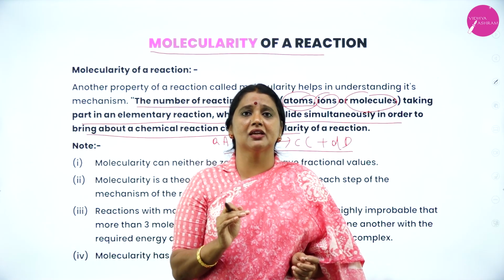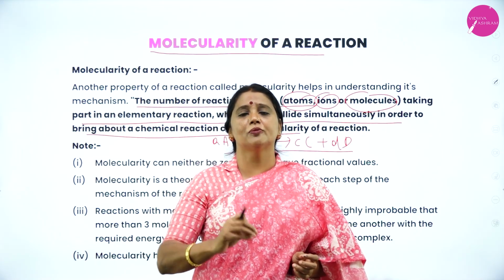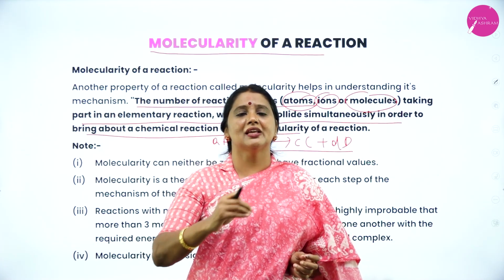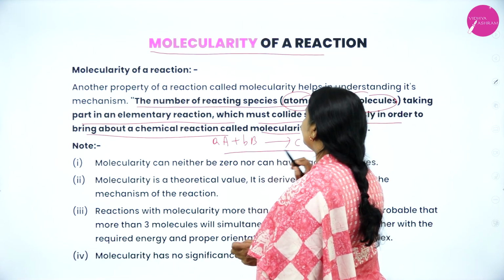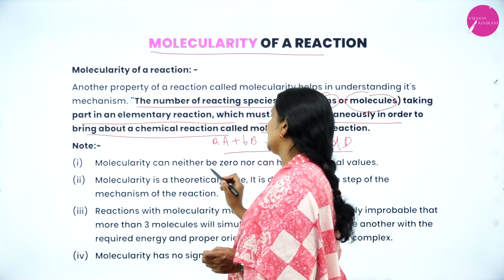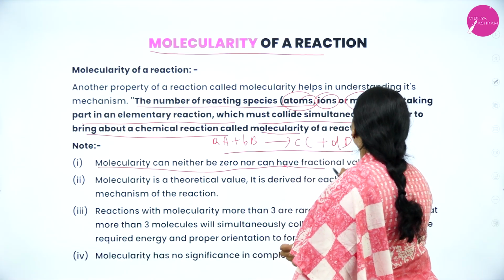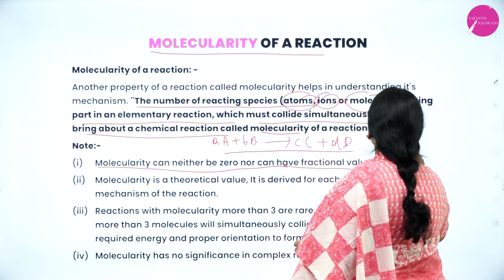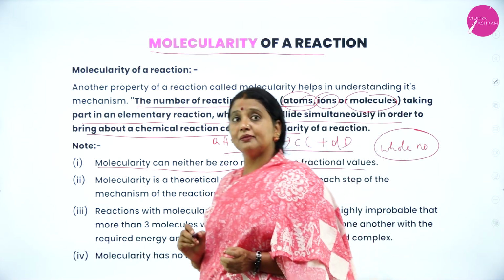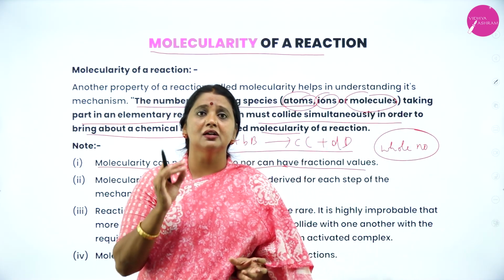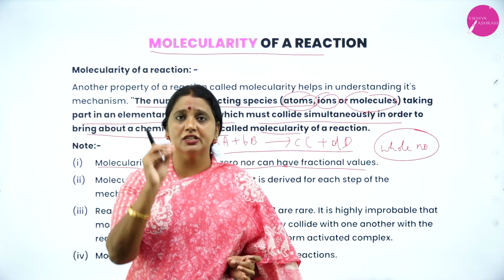From the balanced chemical equation, you can know how many molecules, atoms and ions are involved in a reaction. They must collide simultaneously to bring about the reaction. Molecularity can neither be zero nor have a fractional value. It is always a whole number. Keep it in your mind, my dear student. Order may be a whole number, zero as well as what? Fraction. But molecularity is always a whole number.